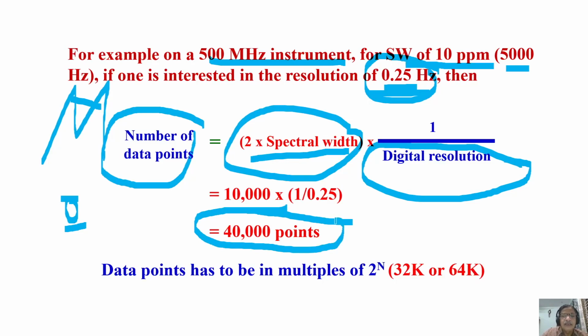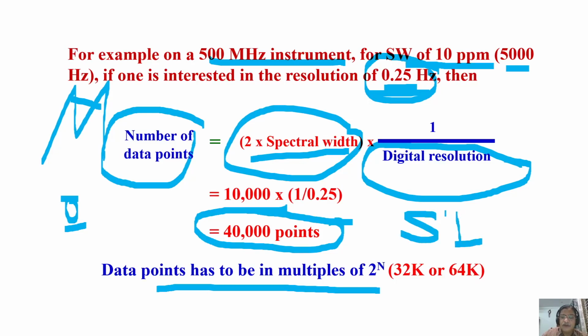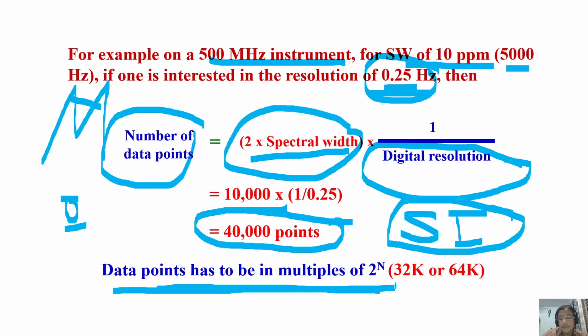Okay, the data point, called SI in your spectrometer, the size of the memory that you are going to collect, should be at least 40,000 points. But the time domain number of data points is different. This is the data point for which you are going to, I mean, let us say size of the memory. Okay, SI. So these data points have to be in multiples of 2 to the power of n.